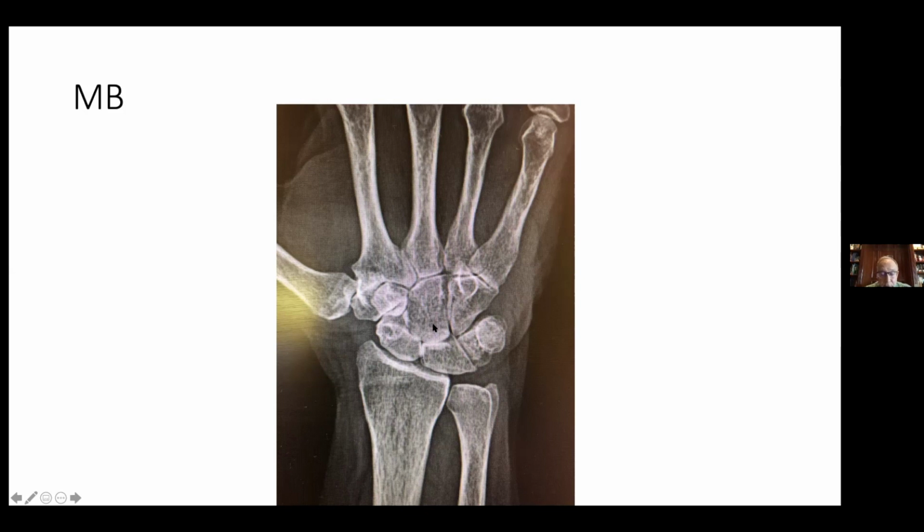And I like those little cannulated screws. Again, you could use a dorsal plate. You could use staples.